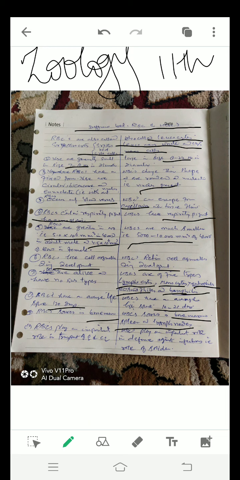Red blood cells play an important role in the transport of oxygen and carbon dioxide, whereas white blood cells play an important role in defense against infections, that is, they play the role of soldiers.